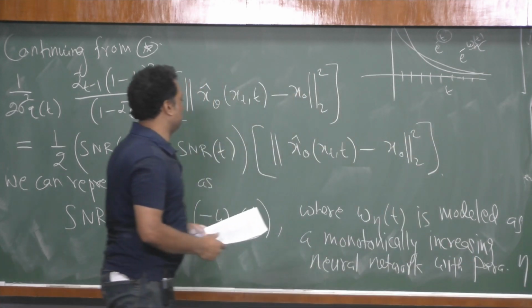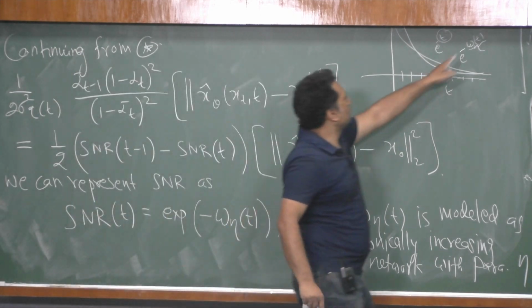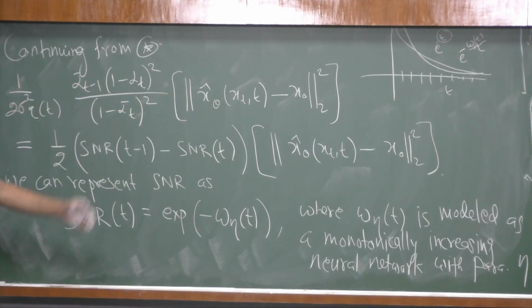Okay, just to read it, in case you cannot read it: where omega eta t is modeled as a monotonically increasing neural network. It should be increasing with t, so that overall the exponential will decrease with t, and that is what is needed. The monotonic decreasing property is needed for SNR, because we want the signal to noise ratio to go to 0, and that's when we will get the final image as a completely noisy image. So this is the plan.